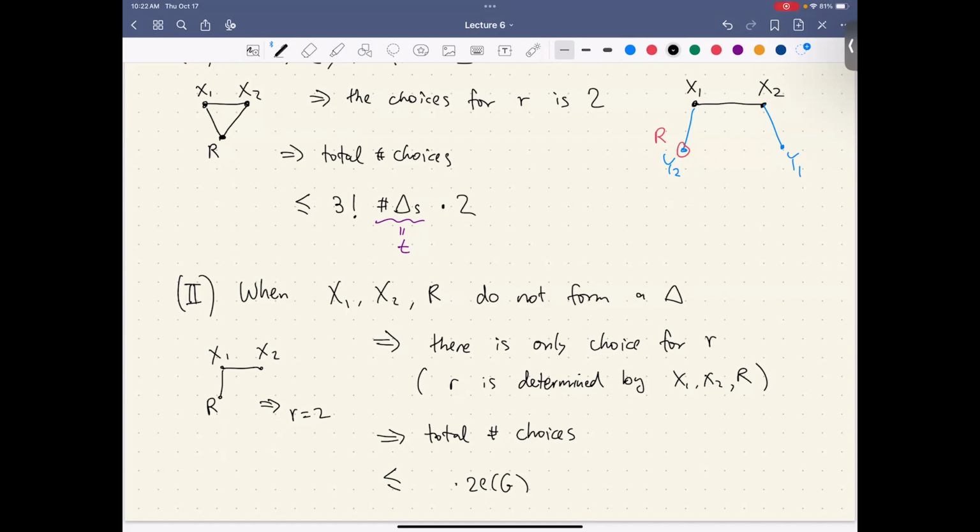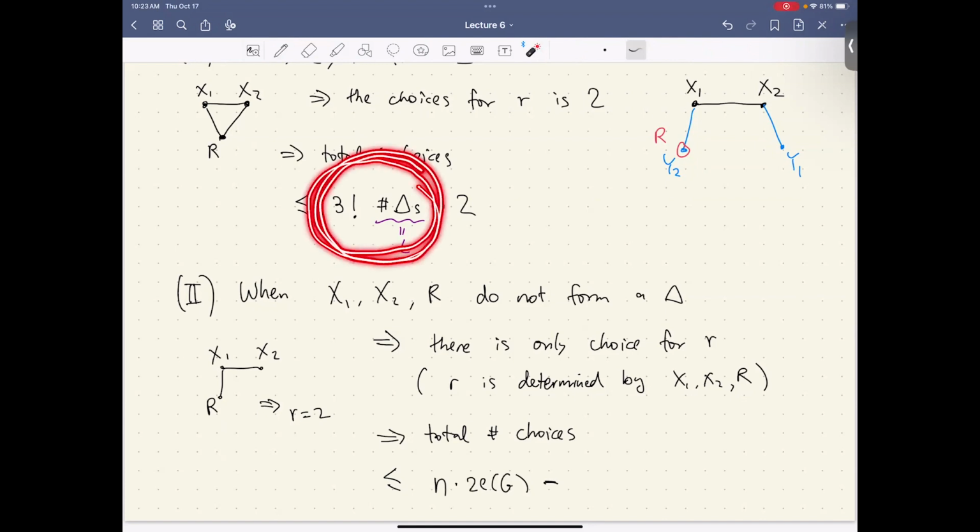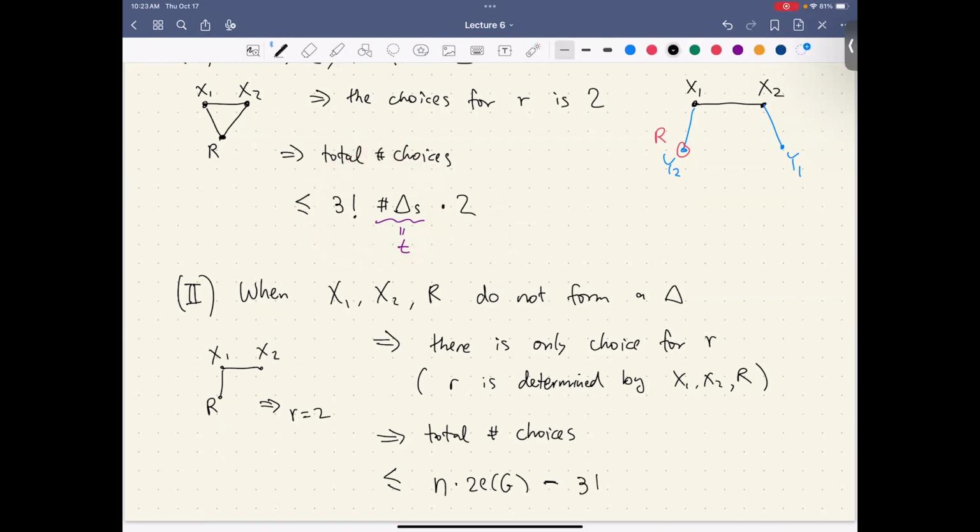The number of choices for capital R, it's a vertex, so it has at most n choices. Among all these choices, we have to deduct those when they form an ordered triangle. That has been counted in the first case. So that's minus 3 factorial times the number of triangles, which is t. And this is the upper bound on the number of choices of x1, x2, and r that do not form a triangle. For such choice, there's only one choice for r, so multiply by 1.